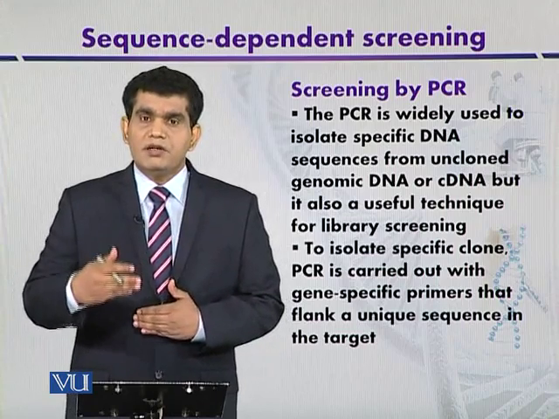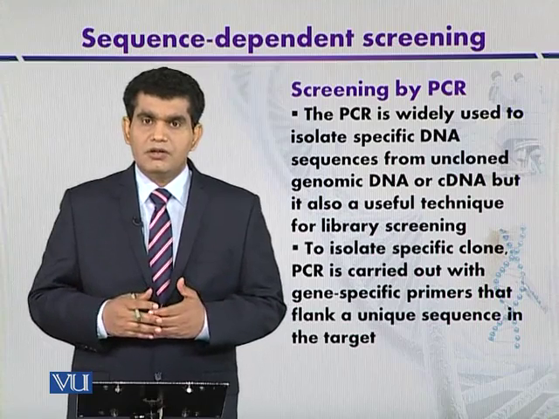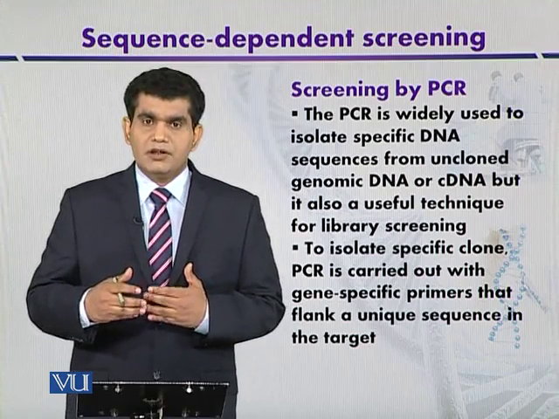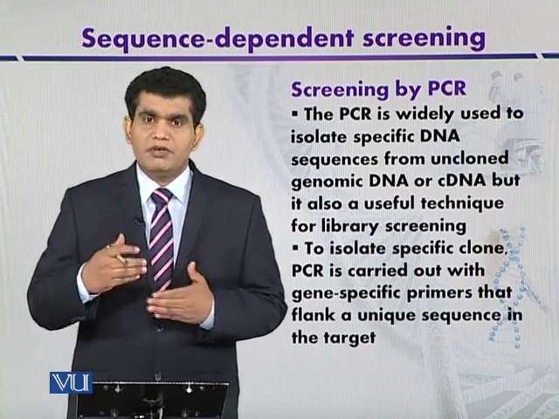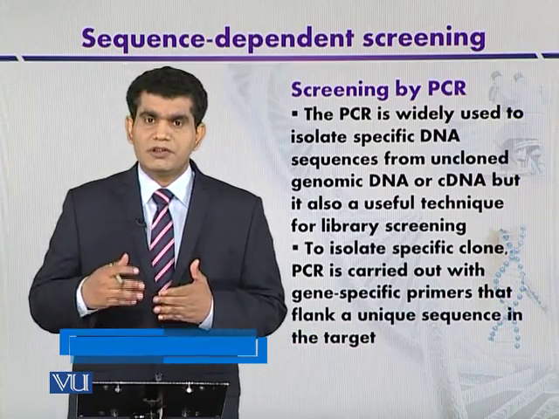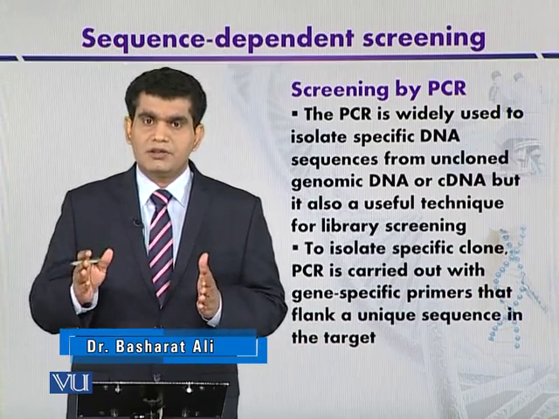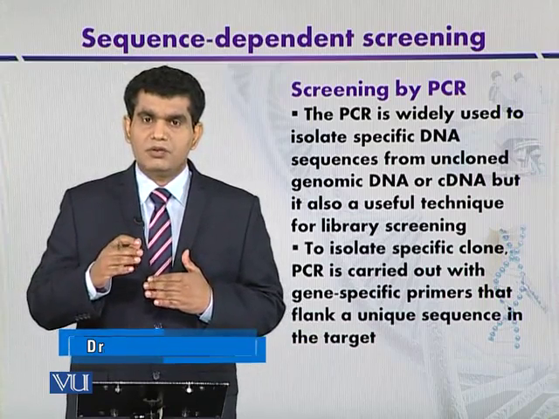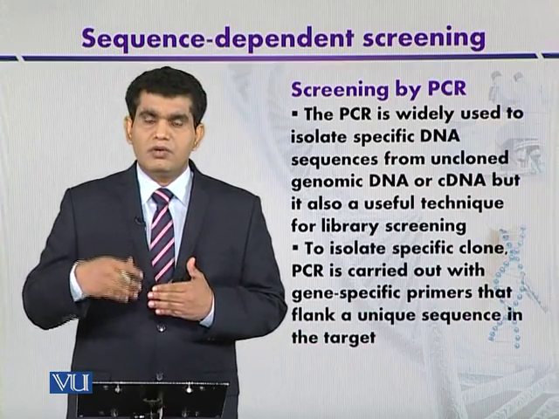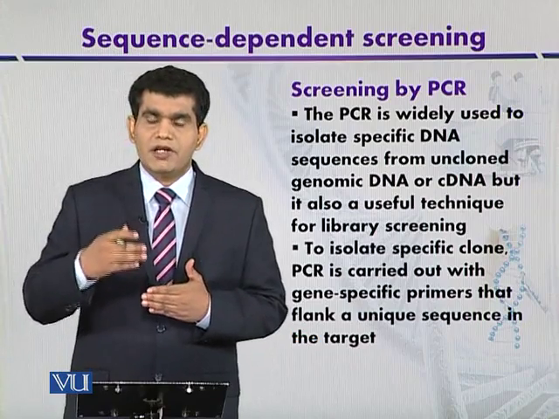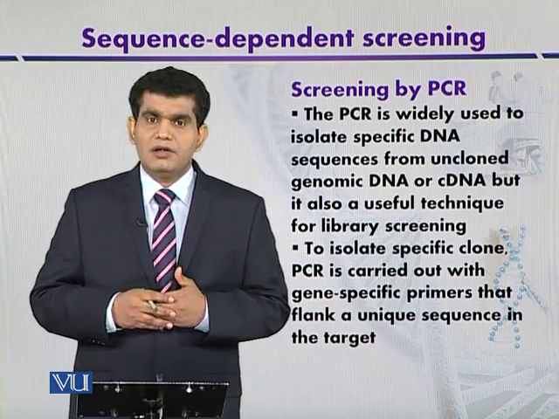For the screening purpose, the prerequisite or condition is that we must have an idea about the target gene. If basic information related to its sequence is available, then primers can be constructed, and these primers can flank the target sequence so that its amplification occurs. In this way we can also detect a particular gene from any source, either from genomic DNA or different types of DNA libraries.